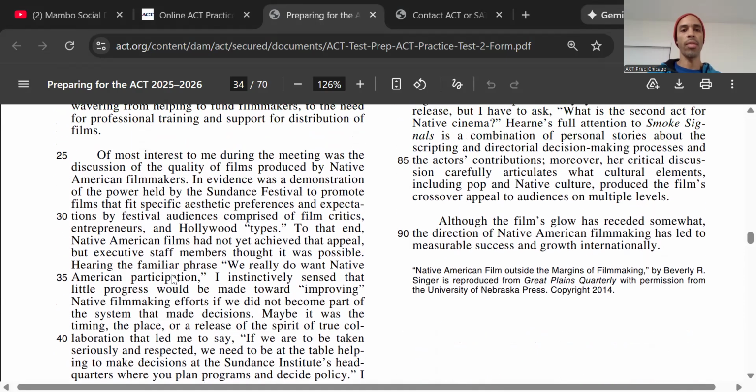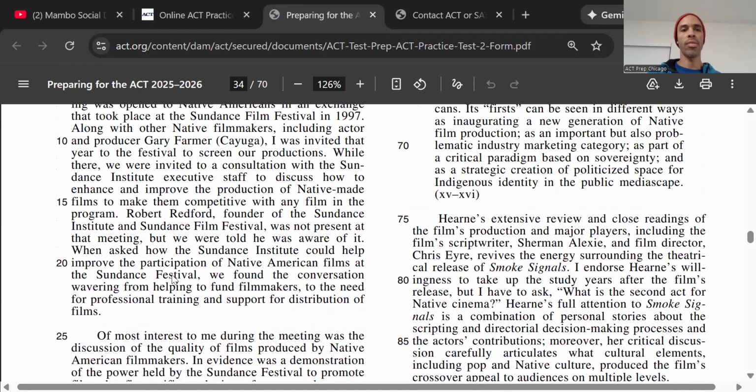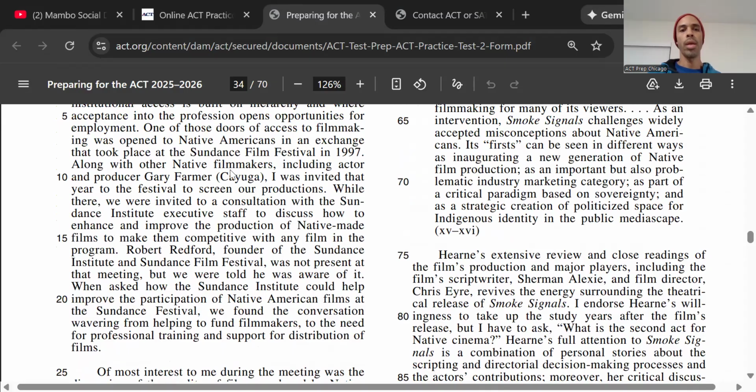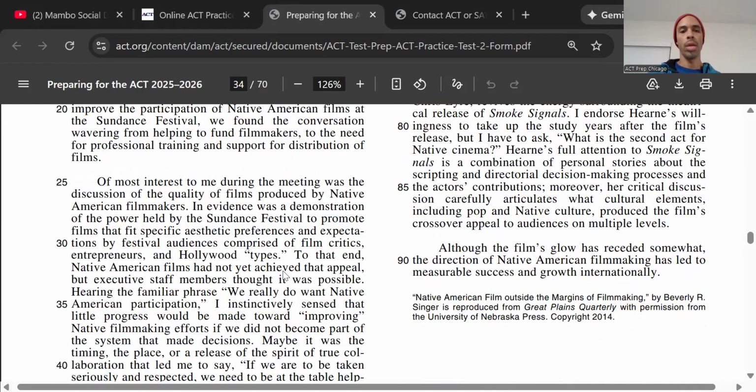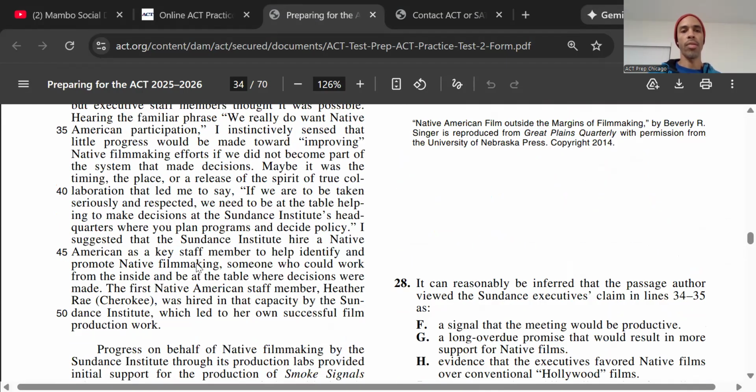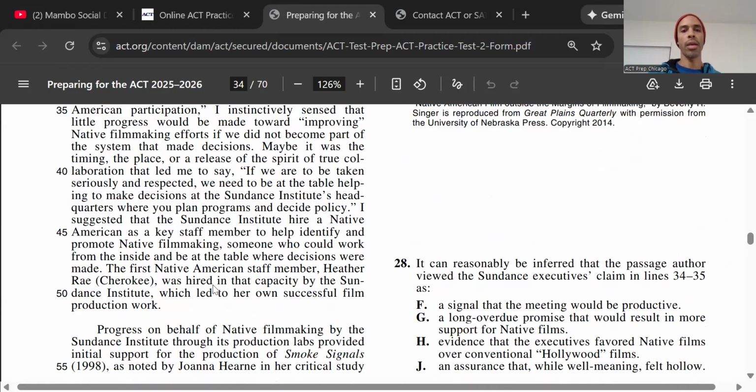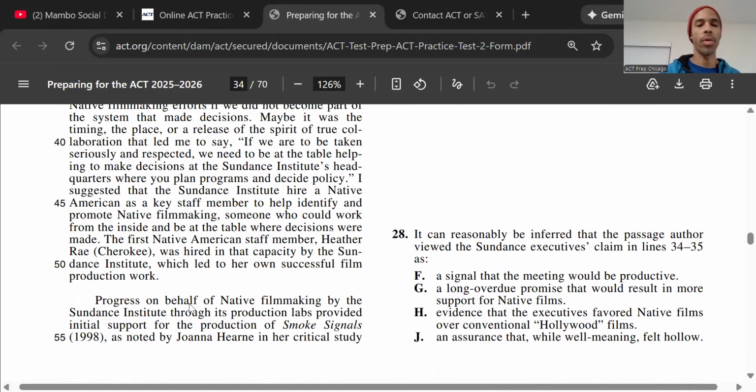So before that, in parentheses, that's not necessarily his name, that's his tribe, maybe. So Gary Farmer was of the Cayuga, Heather Ray as a Cherokee was hired in that capacity by the Sundance Institute, which led to her own successful film production work.